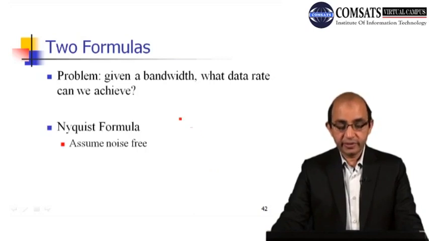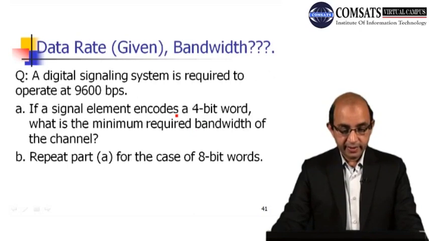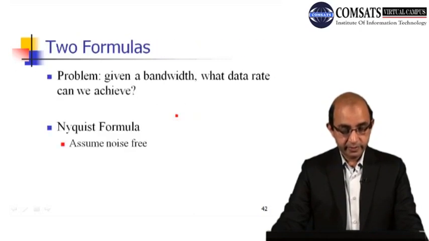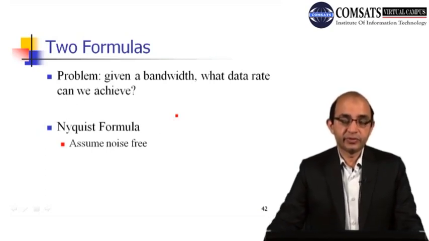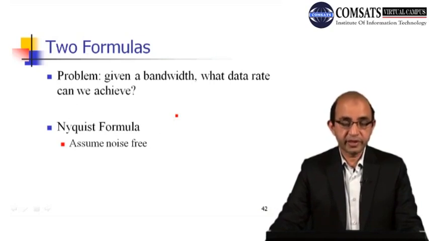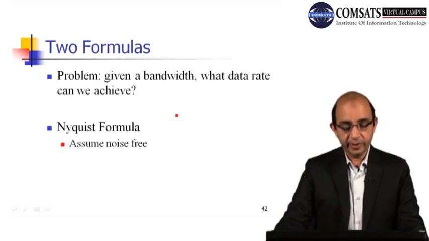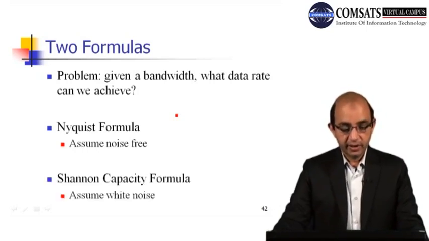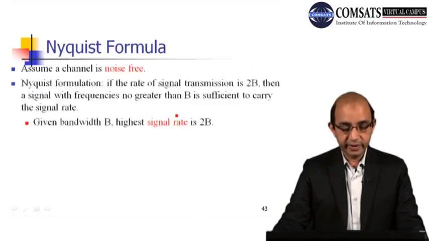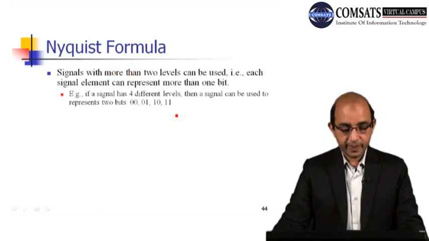We have two formulas in order to relate the data rate and the bandwidth. First one is Nyquist, and in order to apply this formula we have to assume that the channel is noise free, which is not the case. We will always have noise whenever we transmit a signal via a channel. On the other side, the Shannon formula assumes only Gaussian noise, that is white noise.